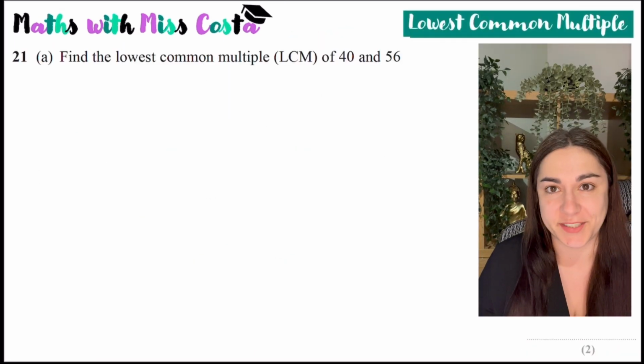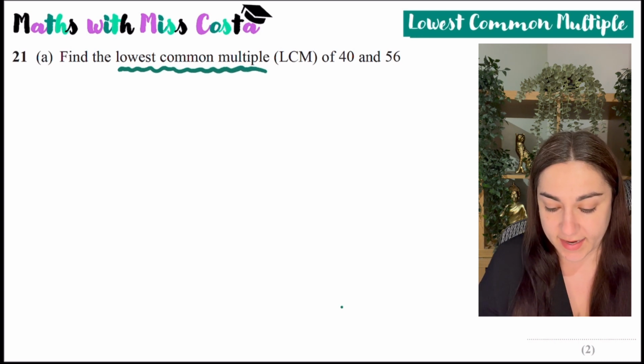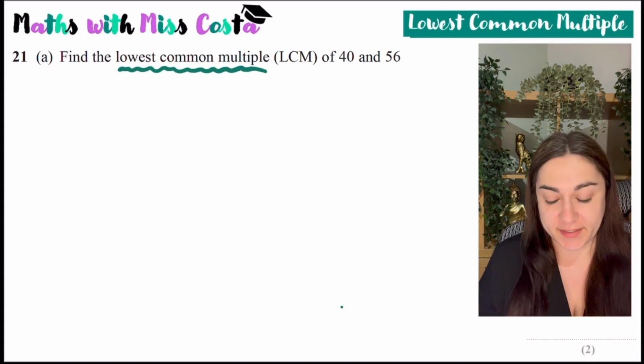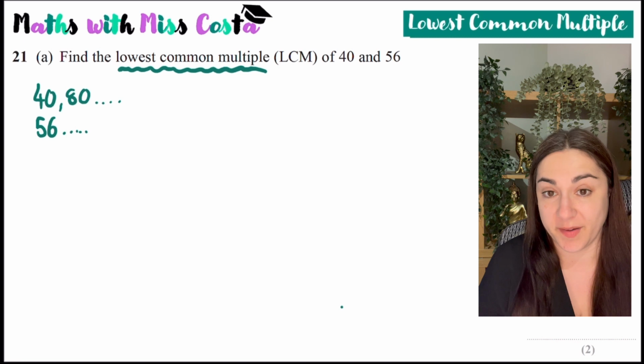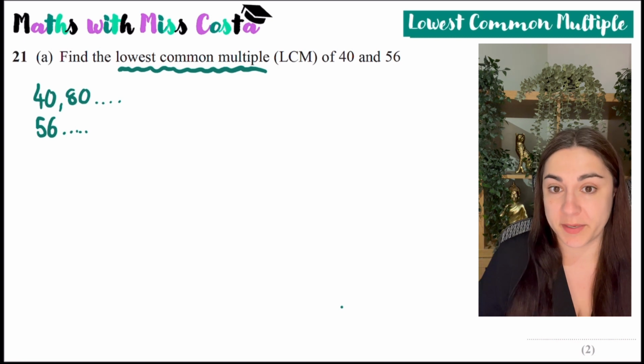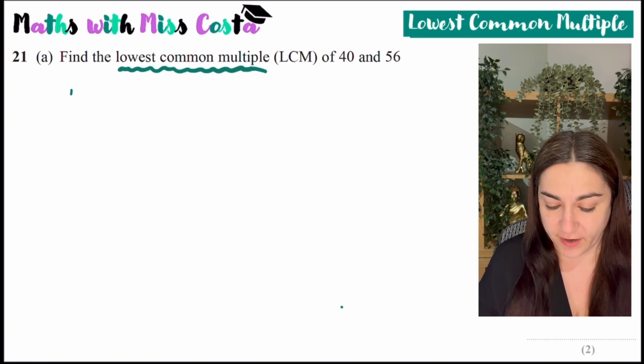Okay, so in this question, I'm being asked to find the lowest common multiple of 40 and 56. Now there's a few ways of doing it. I could start out by writing out the 40 times tables and the 56 times tables and finding the first number that is common in both of those. Or a slightly quicker way is by using the prime factor and Venn diagram way.